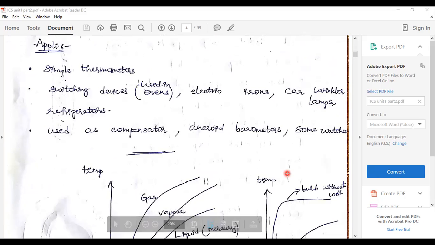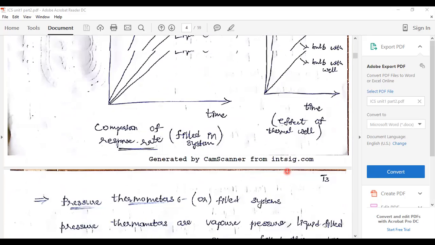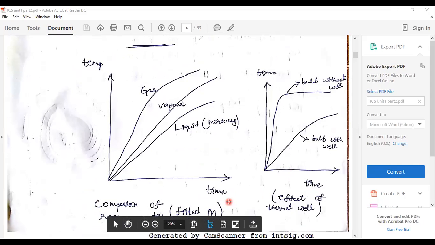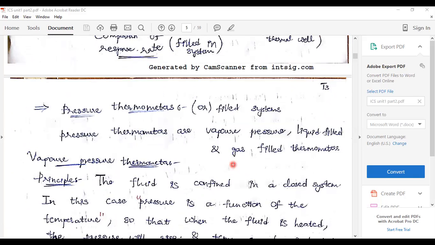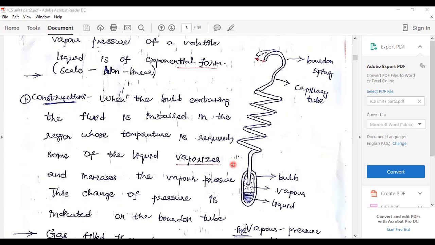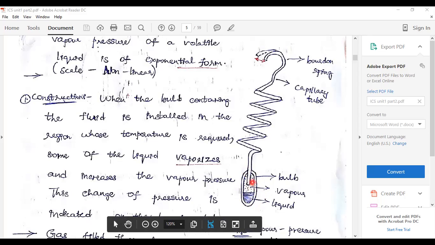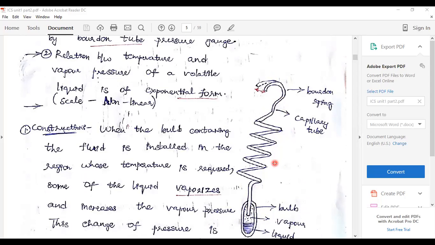That can be measured with respect to time as well as temperature. This is the gas, vapor, liquid, bulb without well, bulb with well. Like that, we can plot different types of characteristics. Next one is pressure thermometers, which are filled systems also. Inside this one vapor is filled, and we can measure the temperature. Vapor, bulb as well as liquid is given, and this is the capillary tube, and a Bourdon tube is connected to the other end of the tube, and we can measure the temperature.